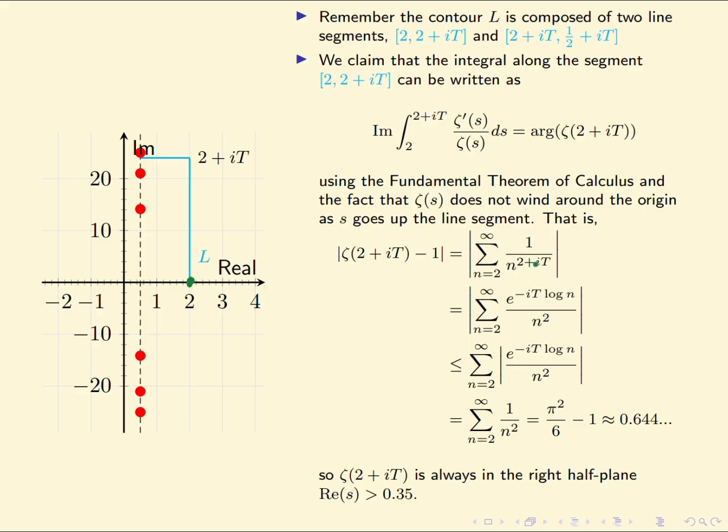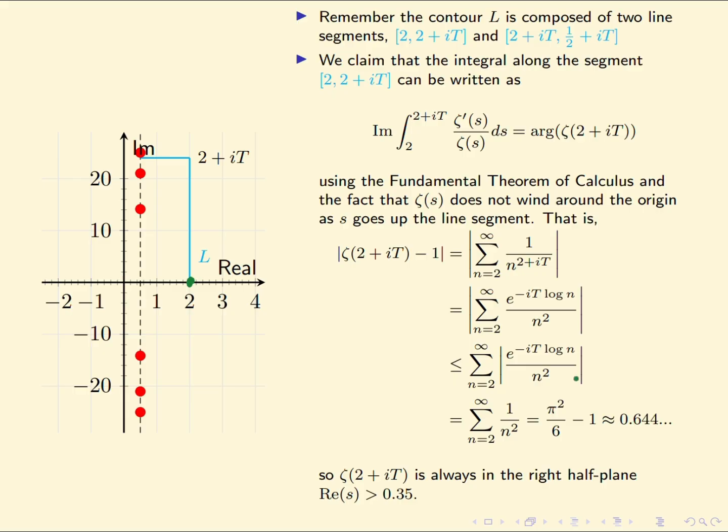And I'm going to rewrite this imaginary part as a thing on the top, so e to the minus iT log n. And then we use the triangle inequality to move the absolute value inside, but now it's a less than or equal to. And then the absolute value of this thing on the top is just 1, because that's on the unit circle. So I just get the sum from n equals 2 to infinity of 1 over n squared. And that's just pi squared over 6 minus 1, because if I had the sum from 1 to infinity, that's pi squared over 6. And this is going to be around 0.644.